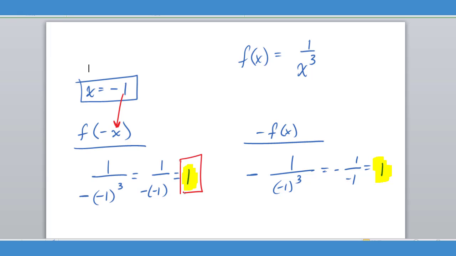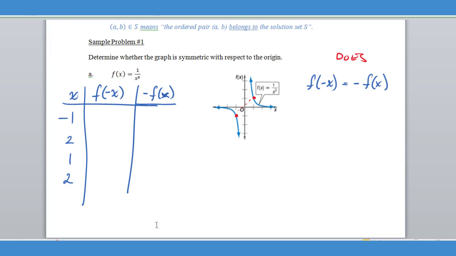Now, I could also take the -1 and plug it in over here, and then I'm going to negate the entire function, and that still gives me a positive value of 1. And so you can see here quickly that when evaluating each of these functions for the same value, we end up with an equivalent output. So let's just go ahead and plug that in. So you can see that this is going to equal 1, and so will this.